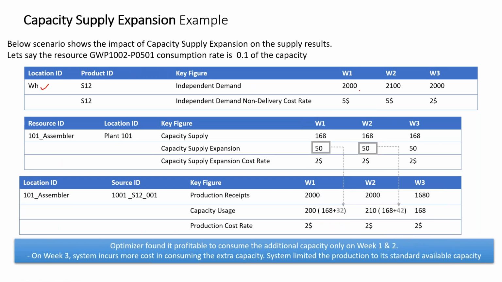Independent demand at the warehouse is 2000, 2100, 2000. Capacity supply is 168 hours, 168 hours, 168 hours. But you can do an extra capacity supply of 50 hours on week 1, 50 hours on week 2, 50 hours on week 3. And then you also incur some cost if you do extra capacity, that is $2, $2, $2. So now what does the system do?